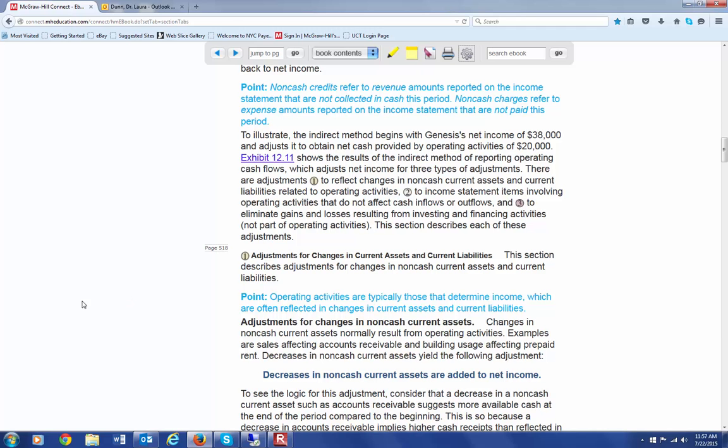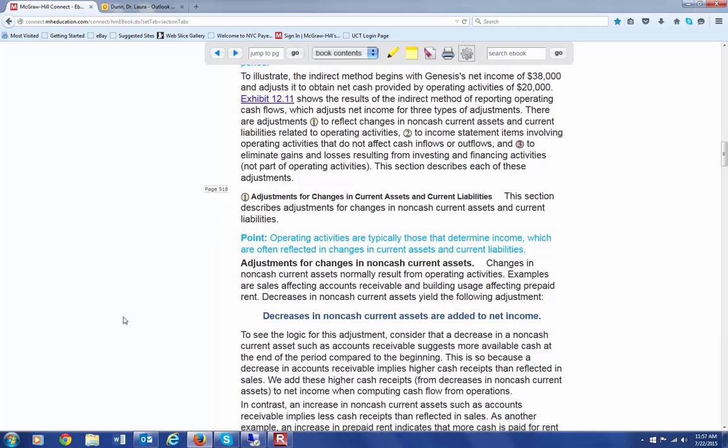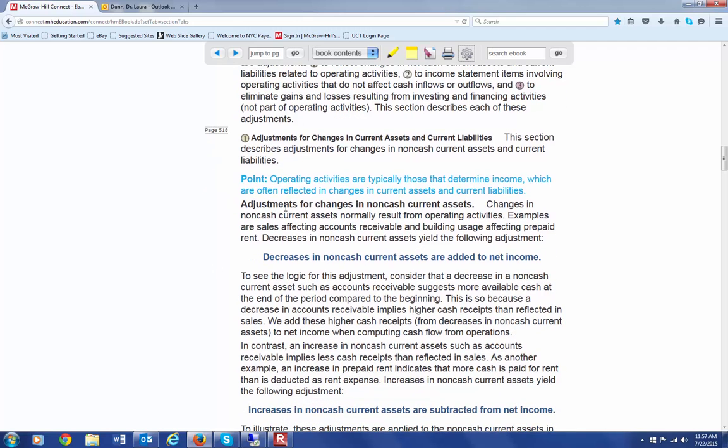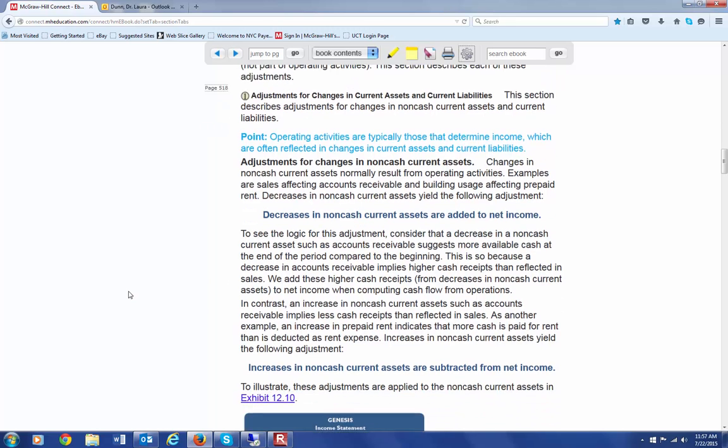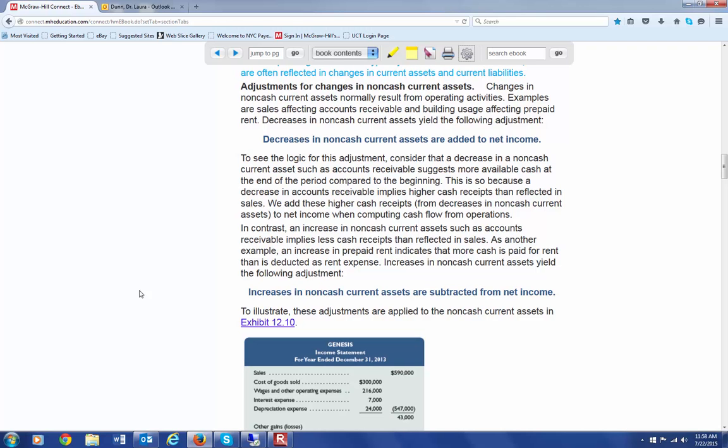So the first adjustment, you have adjustments for changes in non-cash current assets. Changes in non-cash current assets normally result from operating activities. Examples are sales affecting accounts receivable and building usage affecting prepaid rent. So decreases in non-cash current assets are added to net income. And it explains the logic behind that.